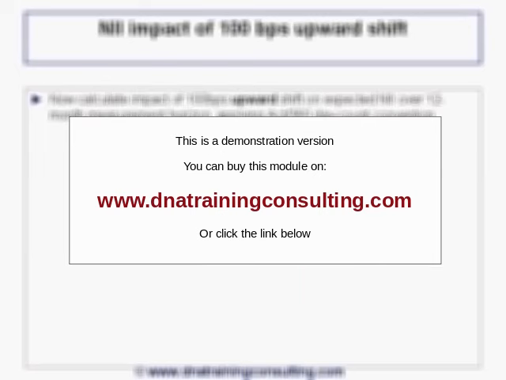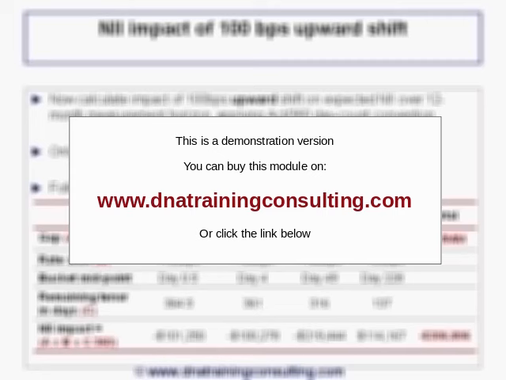We now calculate the impact of the 100 basis point upward shift on expected NII over the 12-month measurement horizon, applying the actual 360 day count convention to be more realistic. The only affected buckets are those that end within the 12-month horizon. The following table summarizes the calculation.